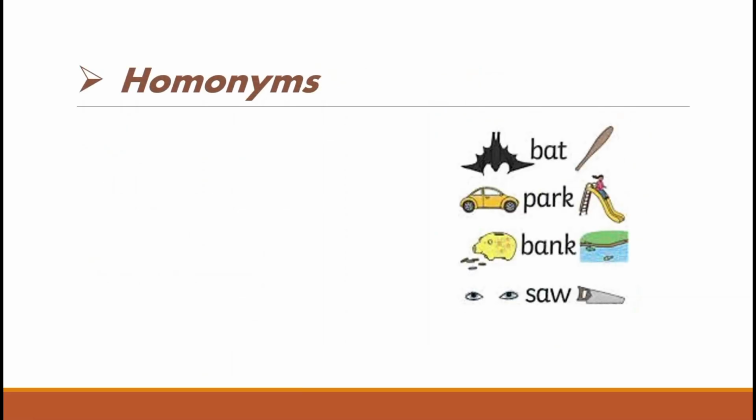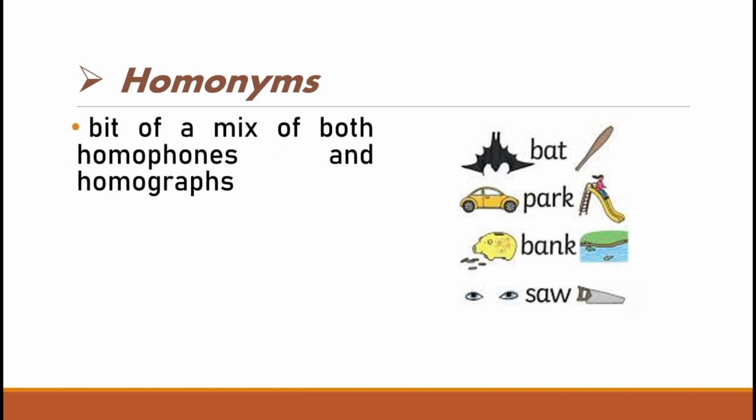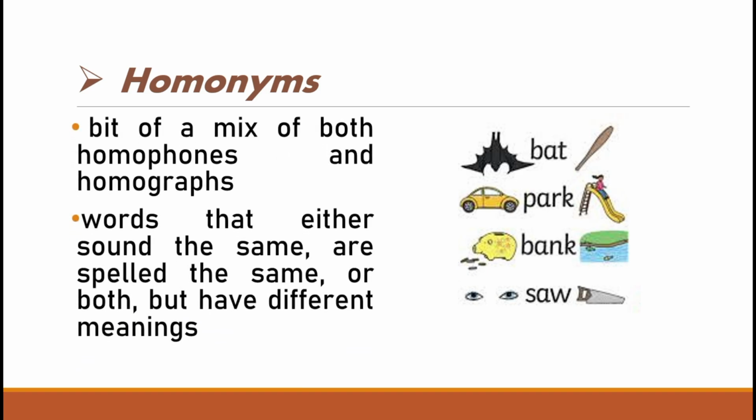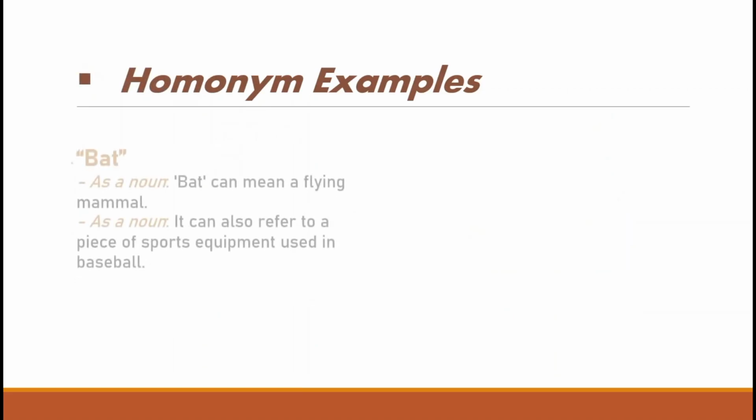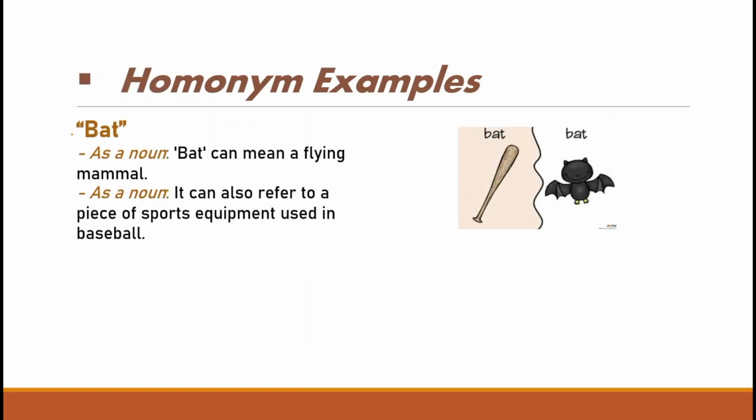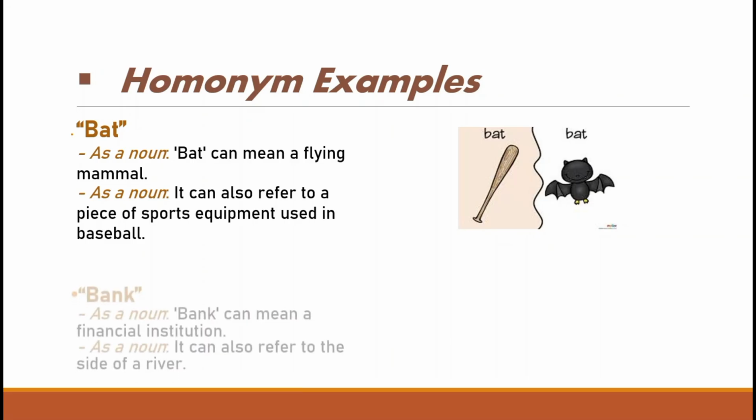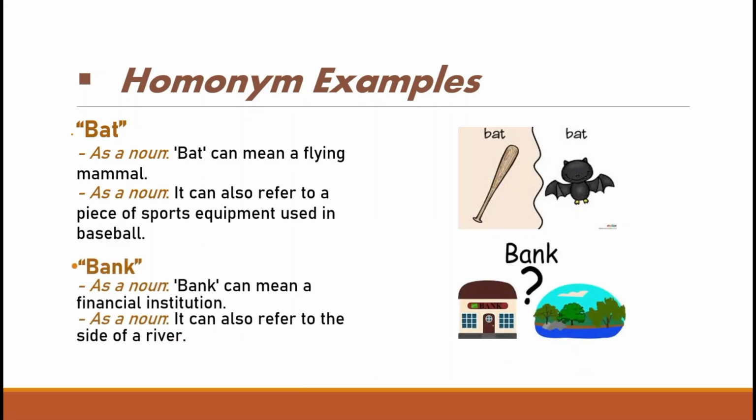The third and last category is homonyms. They are a bit of a mix of both homophones and homographs. They are words that either sound the same or spell the same or both, but they have different meaning. Let's look at the first example, which is bat, spelled B-A-T. Now it means a flying mammal, and the same word also refers to a piece of sports equipment. Similarly, the word bank, spelled B-A-N-K, can mean a financial institute, and the same word can mean the side of a river.